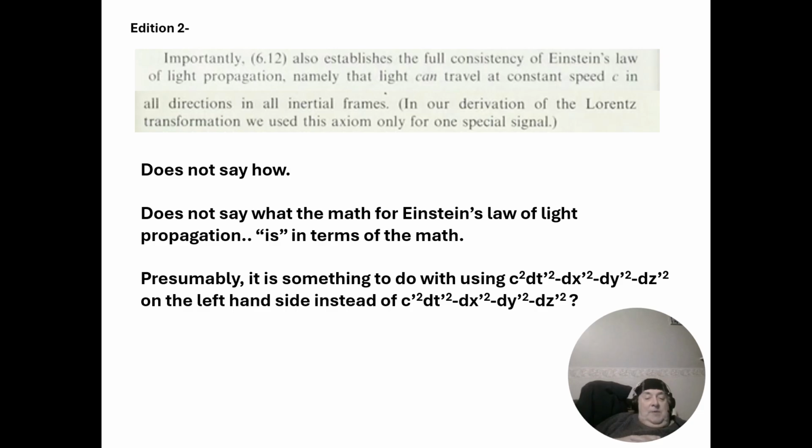And so presumably it's something to do with this dash over the C. So in that equation on the left hand side, if you put the dash over the C, making C dash different on one side to on the other side of the equation, then that is the difference. If you're making them equal, then that becomes Einstein's law of light propagation, presumably. But the book is not telling you that. It's just leaving it all the usual ambiguous nonsense.